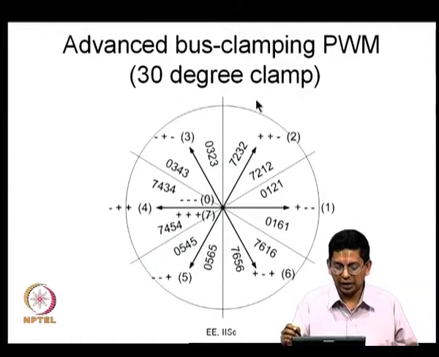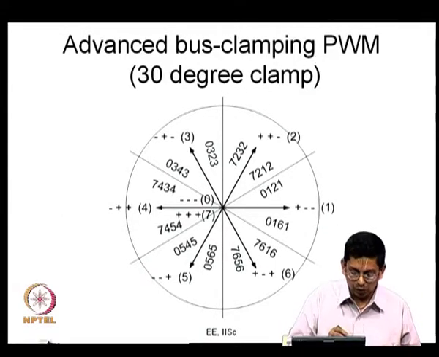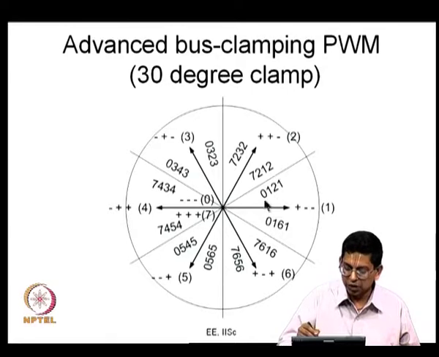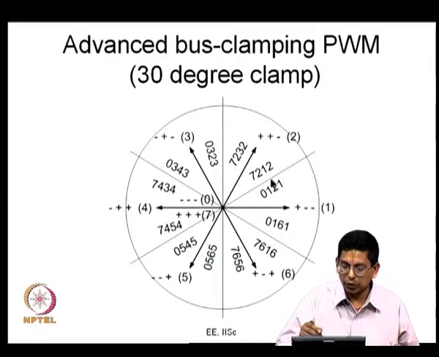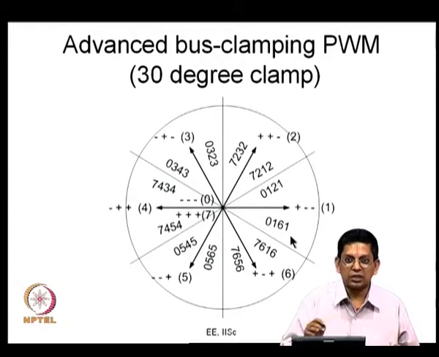I am coming to 60 degree clamp now. The same way I can do this, 30 degree clamp I have converted into advanced bus clamping PWM. You can see the sequence. Instead of 0 1 2, I have written 0 1 2 1. Instead of 7 2 1, I have written 7 2 1 2, and I have made similar changes in all the other sectors. Nothing else I have done now.